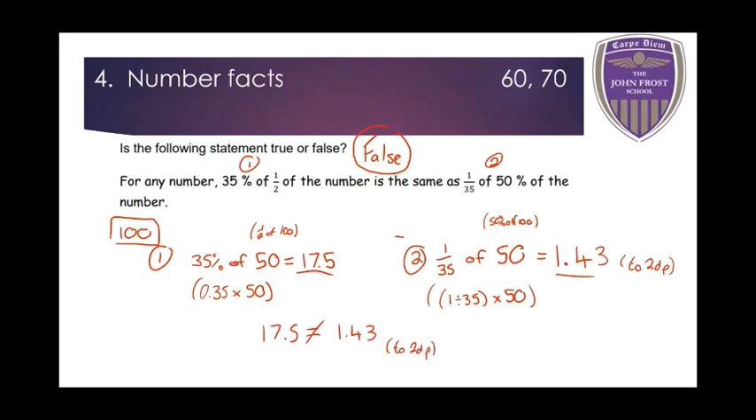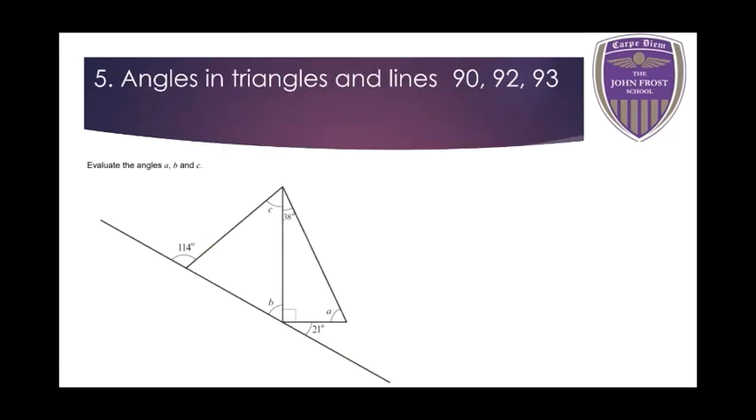Okay, next topic. Okay, so the next topic now, we've got angles in triangles and lines. So we've got a little drawing here. We need to evaluate the angles A, B, and C. It basically just means solve. Okay, so we're going to solve for these angles. So we've got A, B, and C. Okay, so let's start with angle A here.